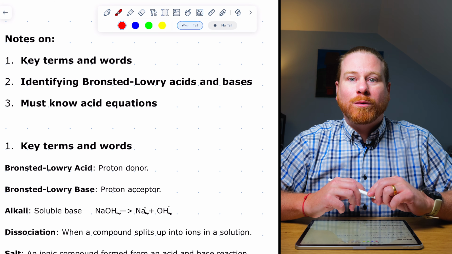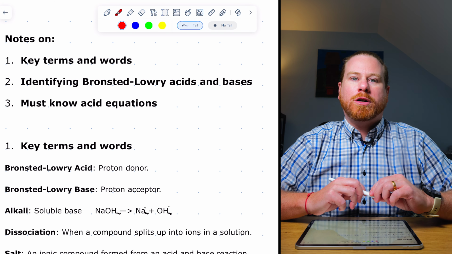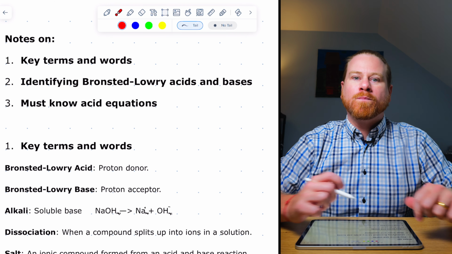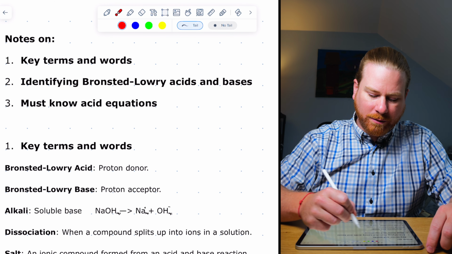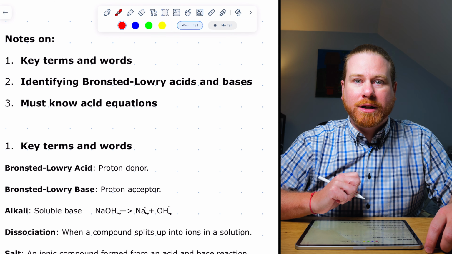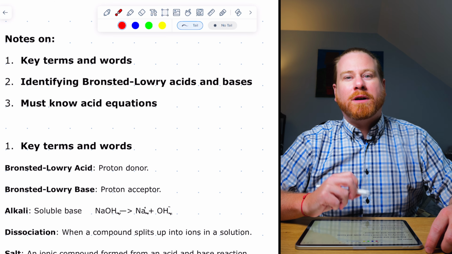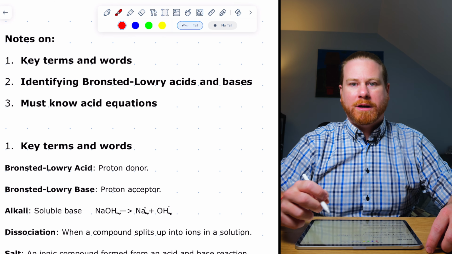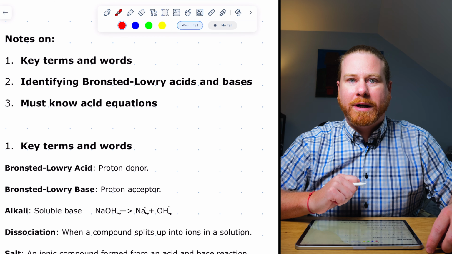Today we are starting with Reactivity 3, proton transfer reactions, which is a fancy way of saying acids and bases. So we are going to be starting off by defining a few key terms, then we're going to identify some Brønsted-Lowry acids and bases, and then finally we're going to look at a few classic acid reactions.